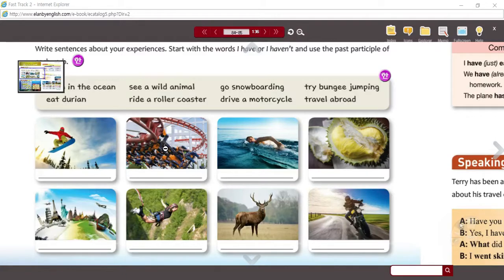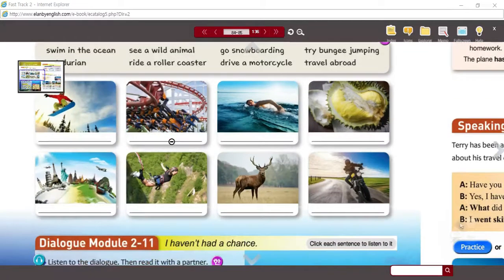Before we look at some grammar, let us do some listening. Before we review that, we'll look at grammar, and before we look at grammar, we'll look at language in use. I'm going to play a track. It's here at the bottom of the screen. It is called I Haven't Had a Chance.